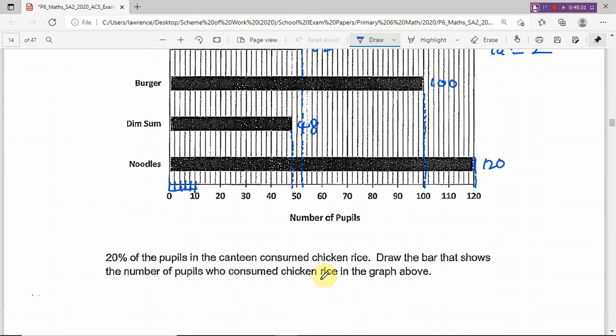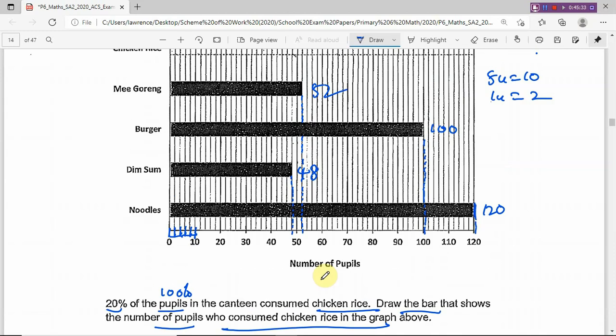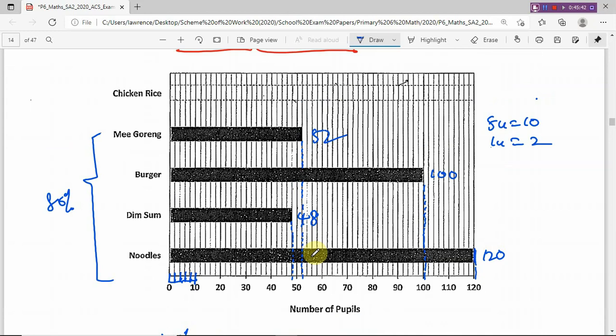Then let's read the question. 20% of the pupils, which is 100%, consume chicken rice. Draw the bar that shows the pupils who consume chicken rice. So 20% consume chicken rice, which tells you the rest must be 80%. So how many is 80%? You add all the numbers together: 52 plus 100 plus 48 plus 120, and you get 320, which is 80%.